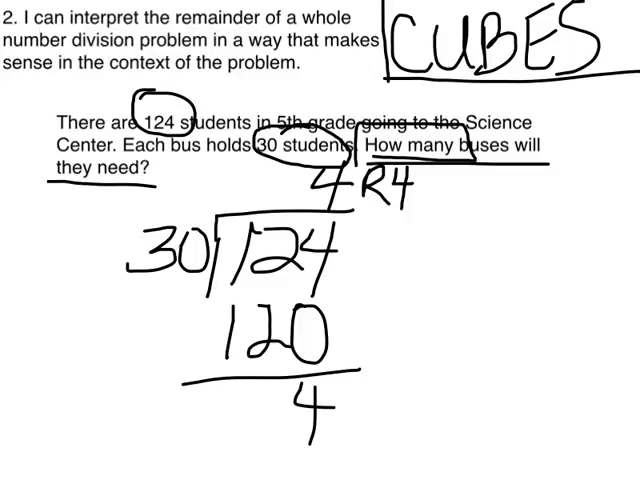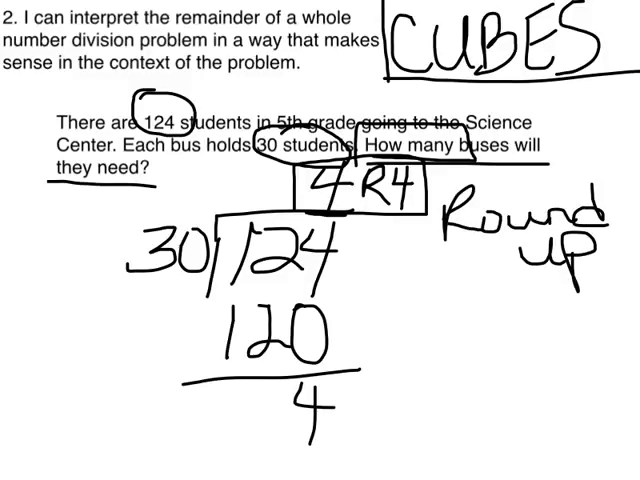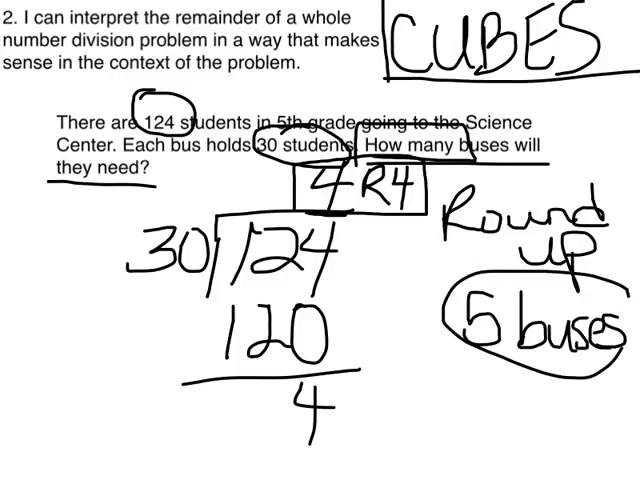Now we have to interpret this. I don't know if we could call a bus garage and say we need 4 buses, remainder 4. What does that remainder mean? That's how many students are left. So if you have 4 buses and 4 students left over, they're on the curb side on the street. So you need to round your answer up, your answer would be 5 buses. So we interpreted the remainder there.